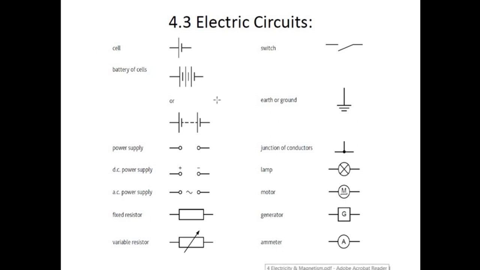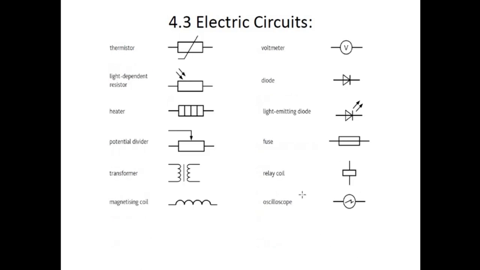This is a single cell. This is a battery of cells, which can be drawn like this as well. This is a power supply, this is a DC power supply, this is an AC power supply with a little sine wave in between. This is the symbol for a fixed resistor, this is a variable resistor which has an arrow on it. This is a switch, this is an earth symbol. If two lines are crossing each other with a dot in between, it means a junction. This is the symbol for a lamp, this is the symbol of a motor, this is the symbol for a generator, and this is an ammeter.